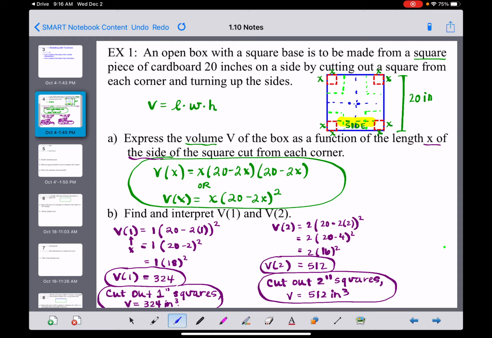Okay, and that would be half of the length and half of the width. So I'm only going to be able to cut out up to 10 inches before everything's going to be gone and I'm no longer going to have a piece of paper or a piece of cardboard.